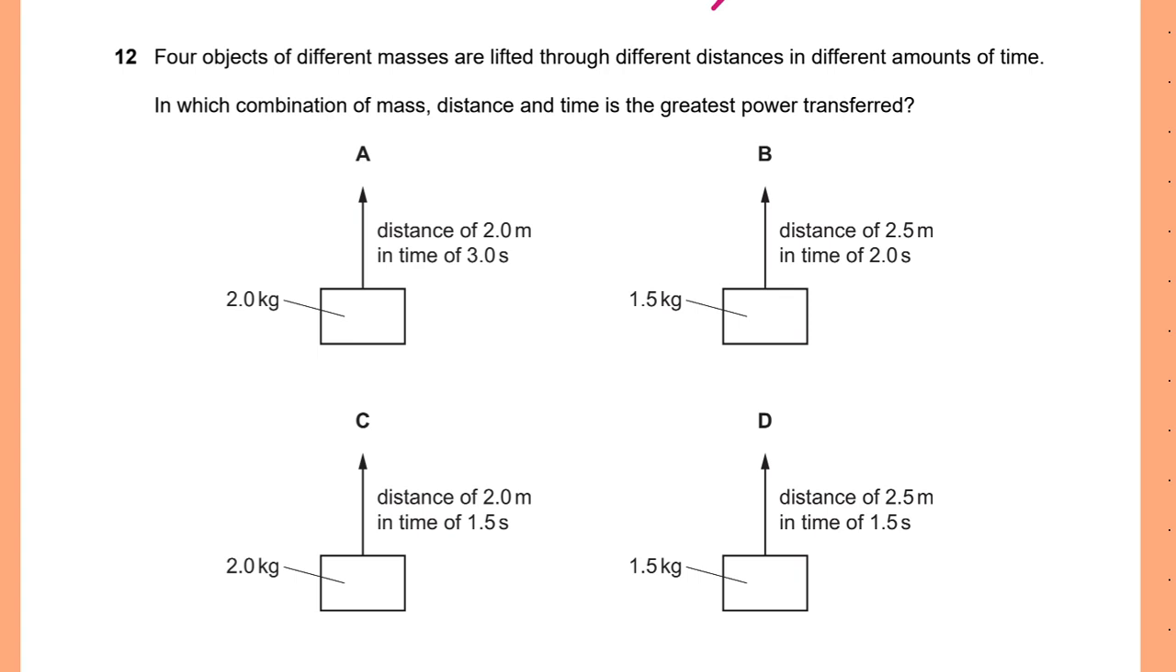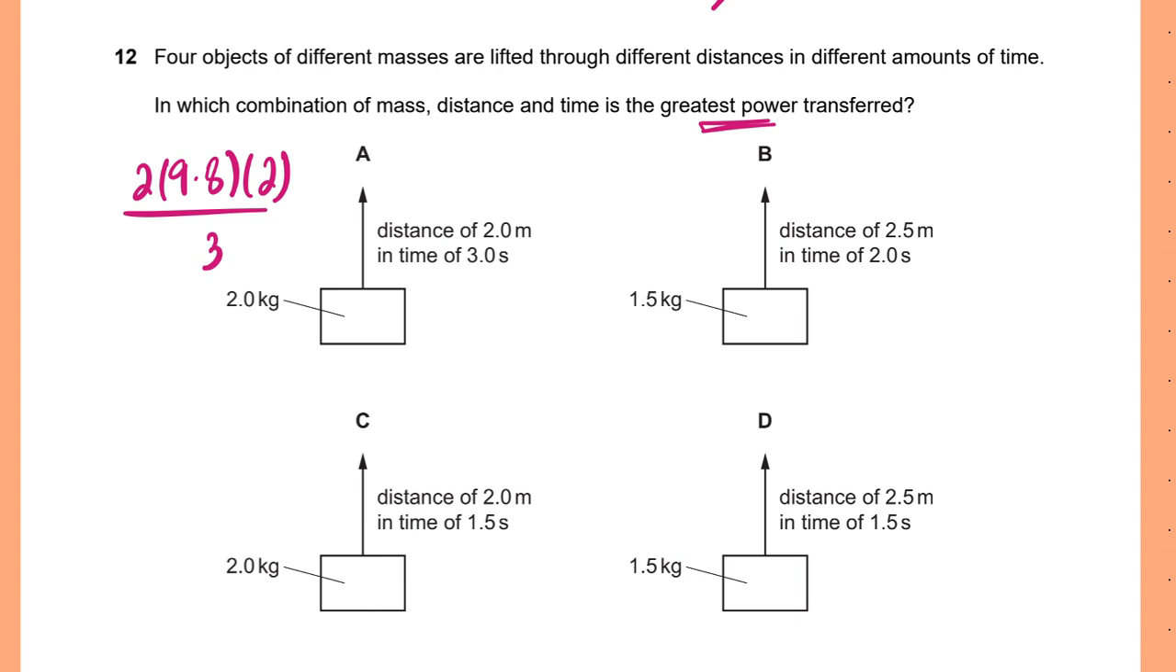4 objects of different masses are lifted through different distances and different amounts of time. In which combination of mass, distance, and time is the greatest power transferred? So if it's lifted like this, basically all of these are being provided with potential energy. So mgh is the energy formula, and for the power I would just divide by the time. So mass is 2, small g is 9.8, the height is 2, and the time is 3 seconds.